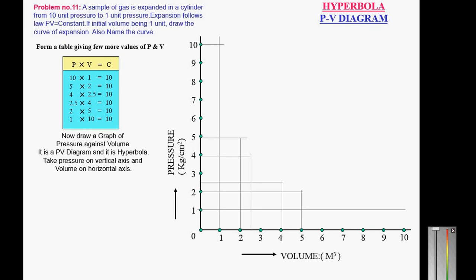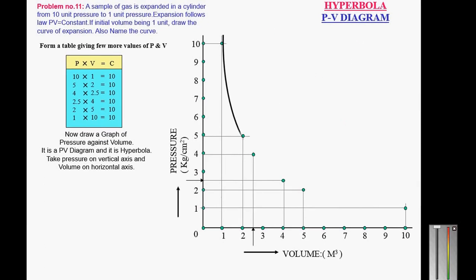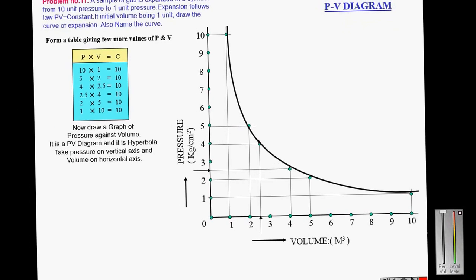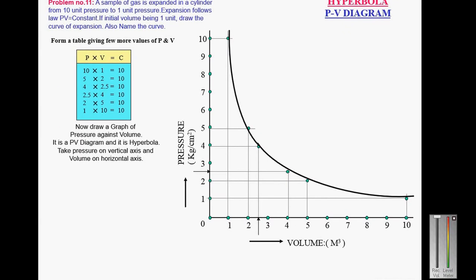Then the second case is P is 5 and V is 2. Again 5 into 2 is 10, which is a constant. The third case is 4 into 2.5, which is 10. The fourth case is pressure 2.5 and volume 4, the fifth case is pressure 2 and volume 5, and the last case is pressure 1 and volume 10, which is 10. According to that, mark all those points and draw a smooth curve passing through all these points. So this is the hyperbola.